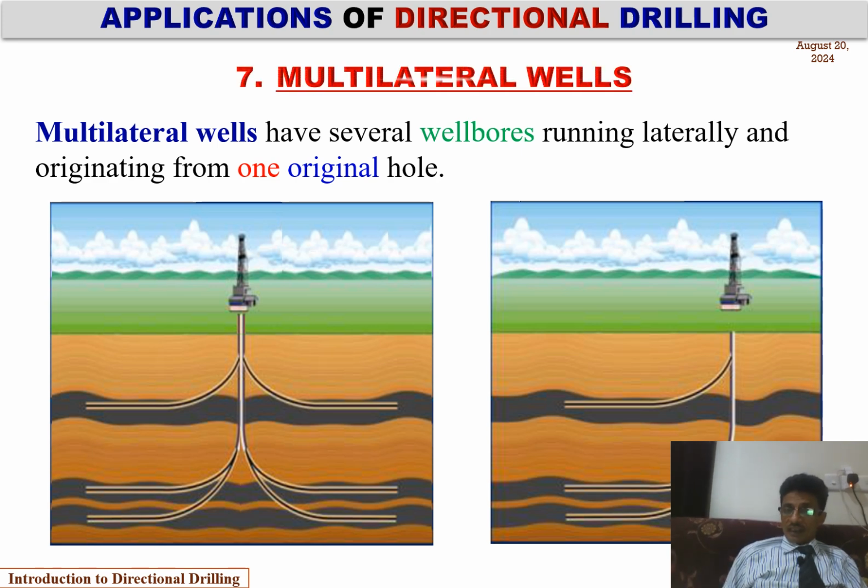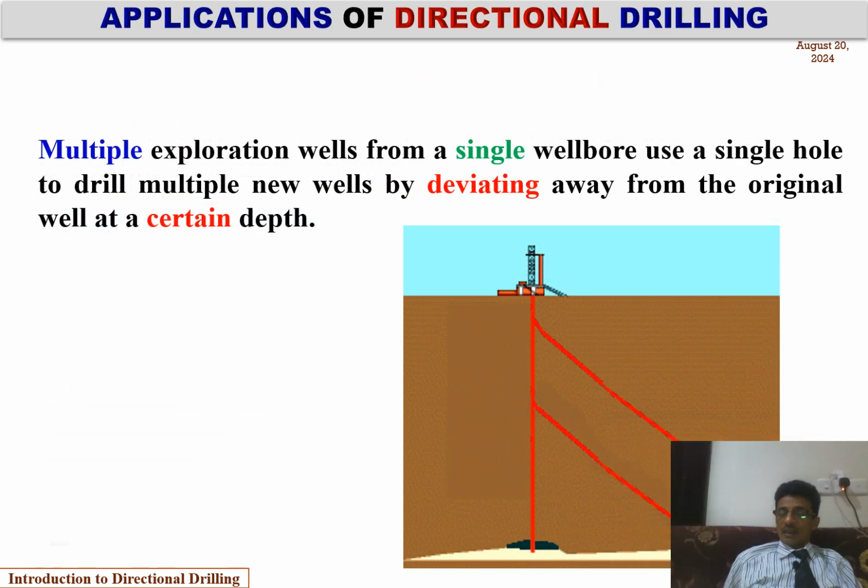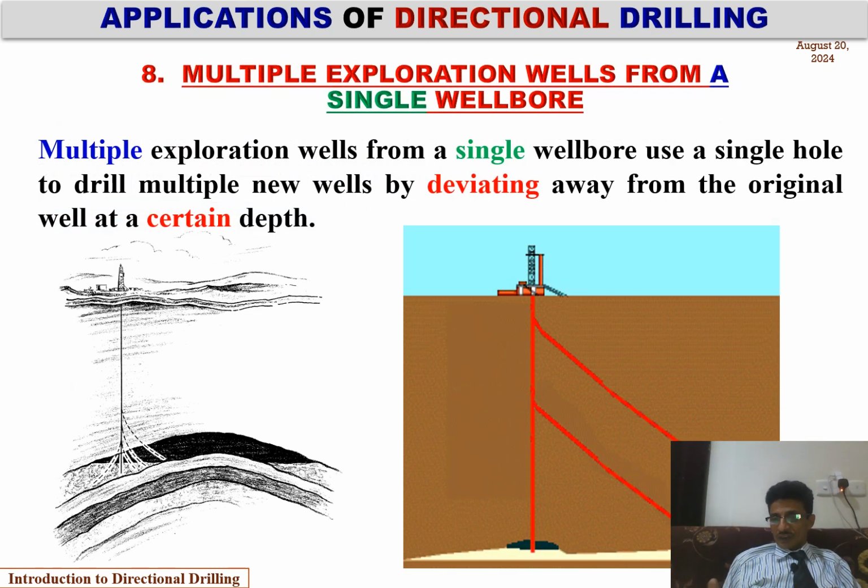Application of directional drilling, number 7: multilateral wells. Multilateral wells, as we see here, might be 1, 2, 3 laterals, not less than 2 laterals or 2 reservoirs. Multilateral wells have several wellbores running laterally and originating from one original hole, from one conductor or surface casing.